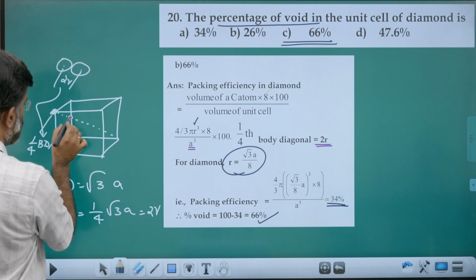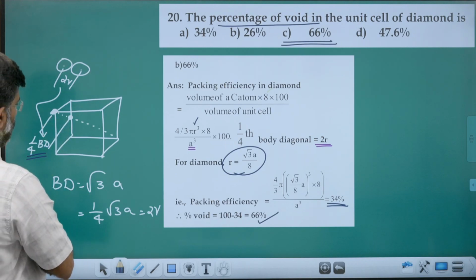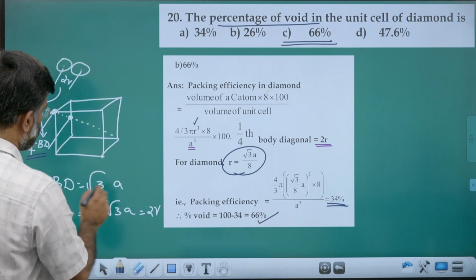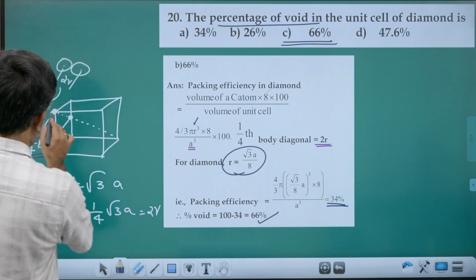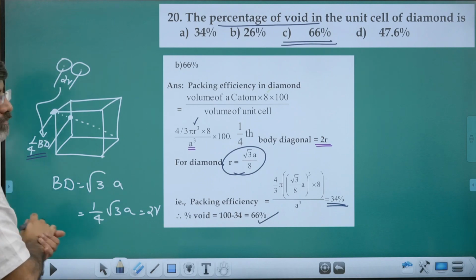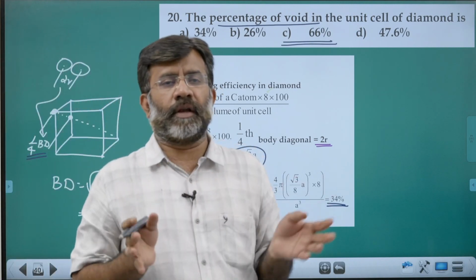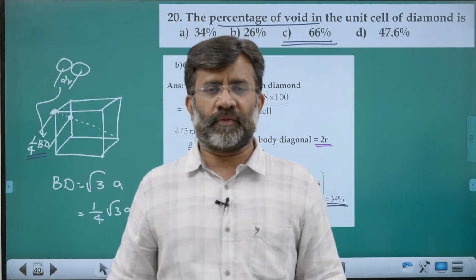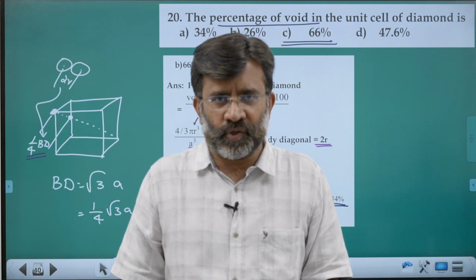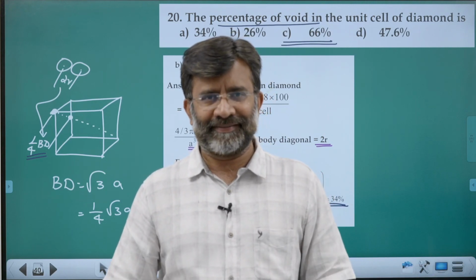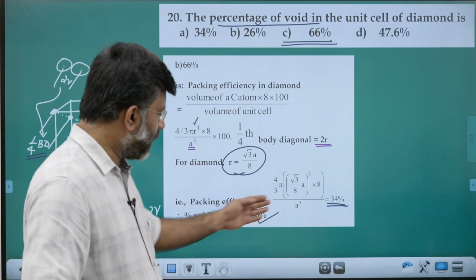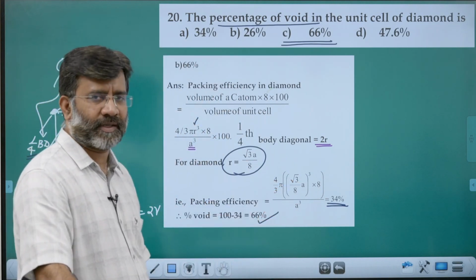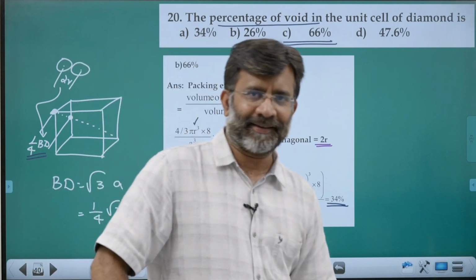So this distance is 1/4 body diagonal. What is body diagonal? Root 3a. So 1/4 body diagonal, root 3a by 4, is equal to 2r, and that will give you the packing efficiency of diamond. If you get the packing efficiency, you get the void. Packing efficiency we calculated as 34%, and the void will be 66%. Is it clear? Next.